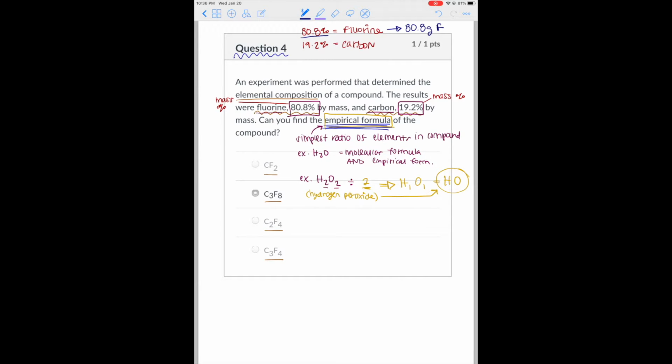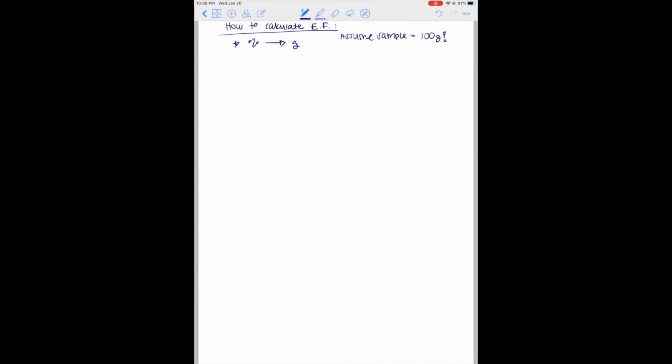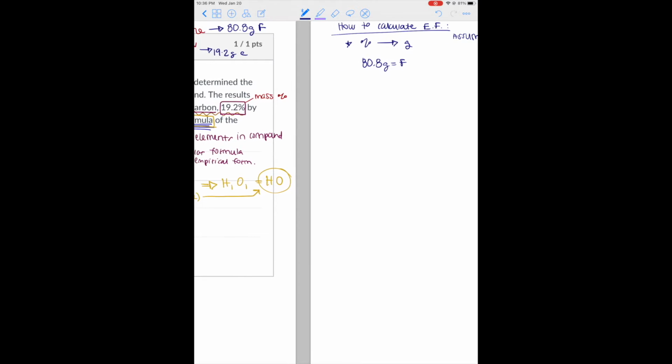We will do the same thing for our carbon mass percentage, which is 19.2% of the compound. What will this be in grams when our sample is 100 grams? Well, 19.2% of 100 grams is 19.2 grams. We'll use this numerical value in our calculations. Now that we have properly converted our mass percentages into actual masses given the hypothetical sample of 100 grams, we can move on to the next step.